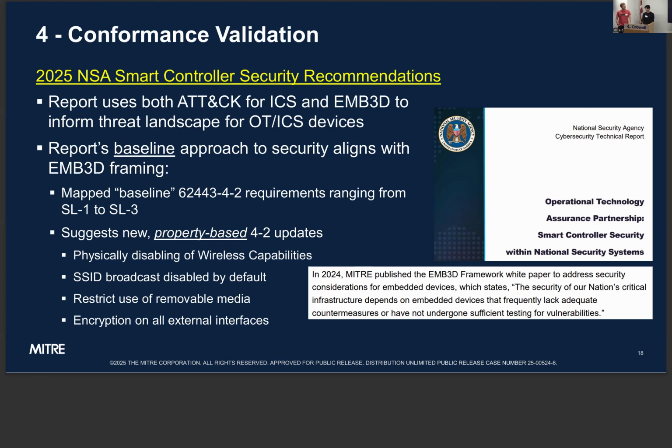That's actually actionable, probably in 12 to 18 months, but also kind of forward looking. Don't have SSID broadcast enabled by default. Restrict use of removable media. Those first three are just getting rid of a property that reduces the attack surface. And then encrypting on all external interfaces is introducing a mitigation to a property. Once you start thinking in this property-based approach, you're by default getting rid of classes of attacks that don't need to be there.